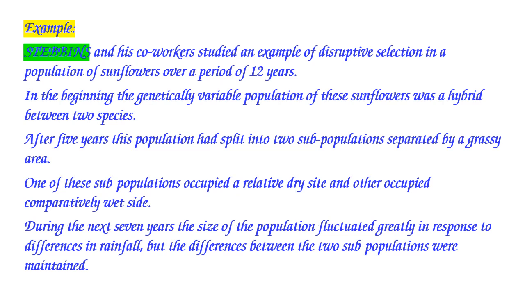During the next 7 years, so the first 5 years, that process is over. Then after separating them into two population groups, again they observed them for 7 years. So during the next 7 years of observation, the size of the population fluctuated greatly. Why? Because one group is growing in a dry area and another one is in a wet place. That means great fluctuation, that means changes in the size of the population in response to differences in rainfall, because dry areas always get low rainfall and wet areas have more rainfall. But the differences between the two subpopulations were maintained.